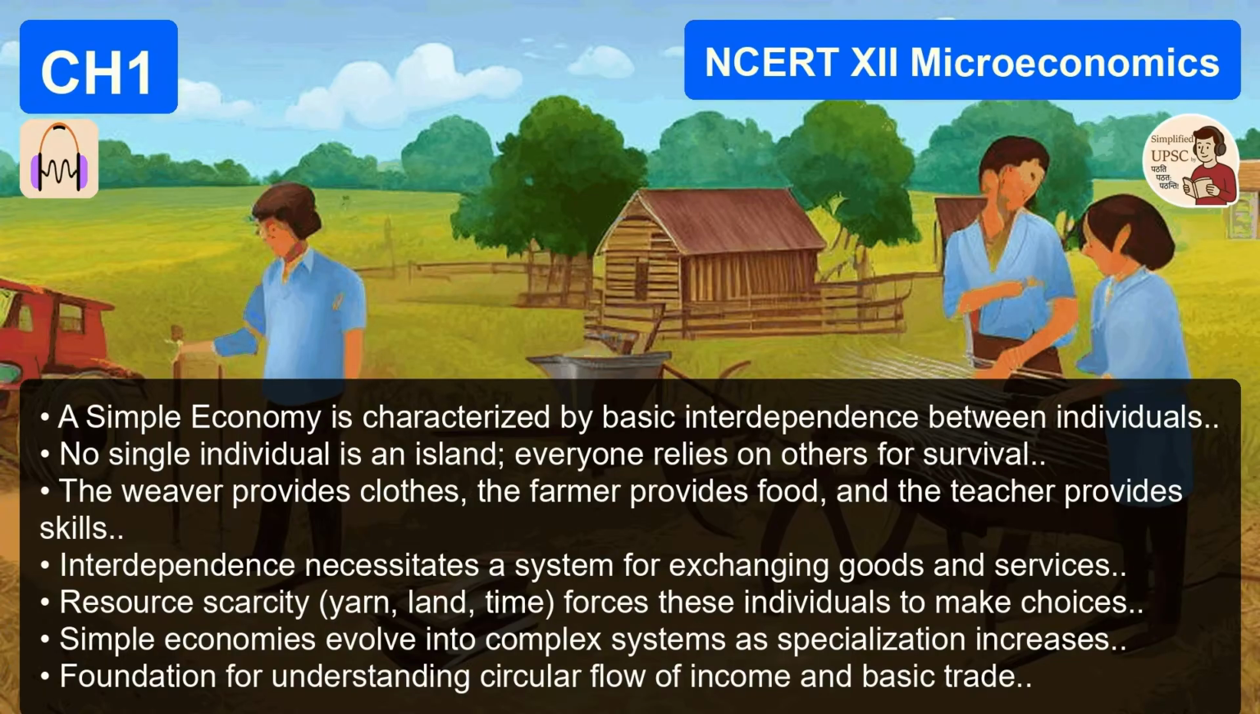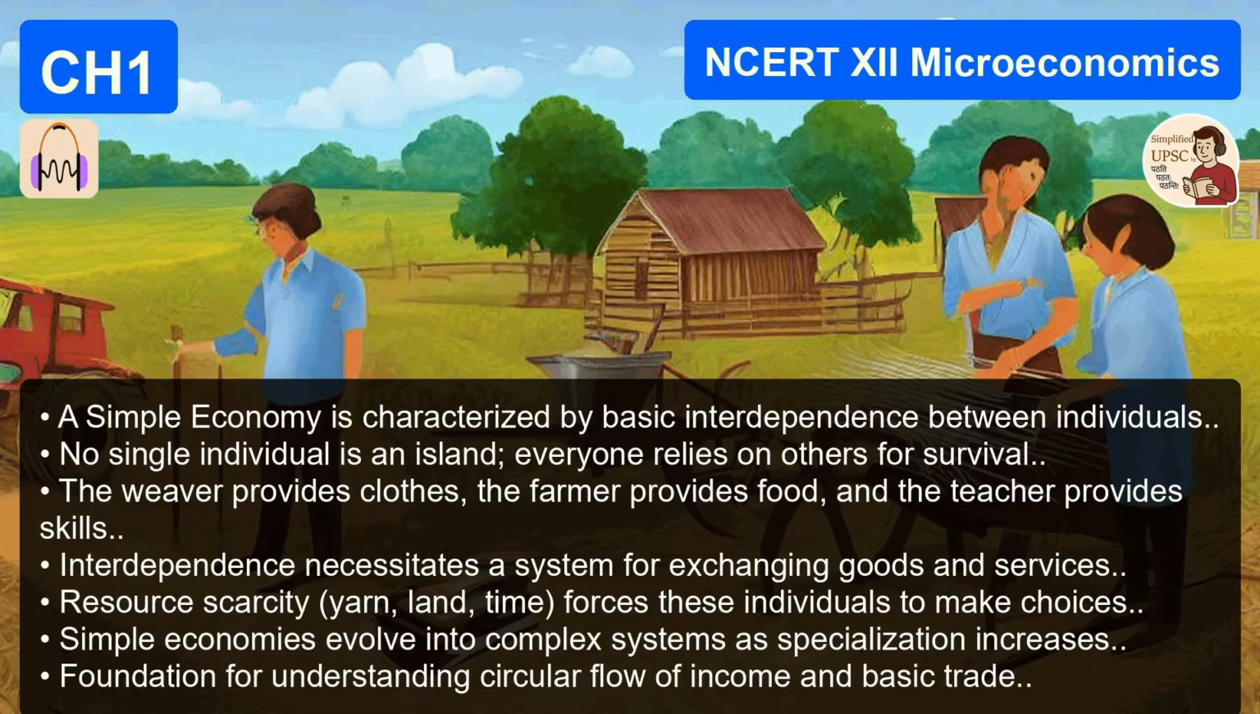Correct. And this brings us to the core analysis of the chapter: resources. In economics, we usually group these into land, labor, and capital. And the defining characteristic of these resources, whether it's the weaver's yarn, the farmer's land, or a nation's oil reserves, is that they are scarce.